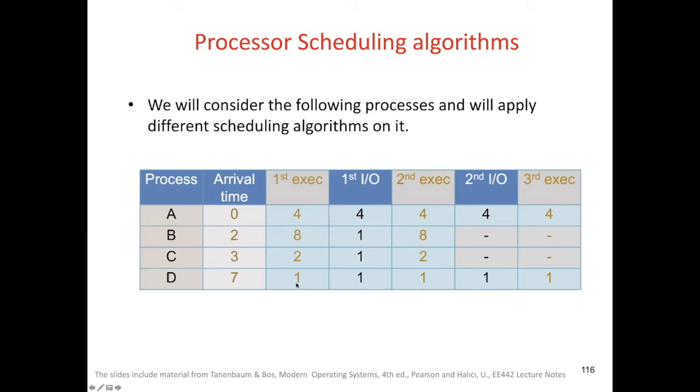For D, we have execution and I/O bursts of 1 unit of time each, and execution, I/O, execution, I/O, and execution. If we compare process B and D, the total time required for process B is 17 units of time, and for process D, it is 5 units of time. If we compare these two, B is a CPU-bound process, and D is an I/O-bound process. The others are between them.